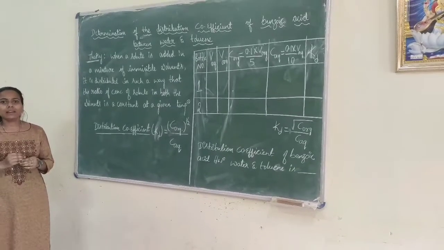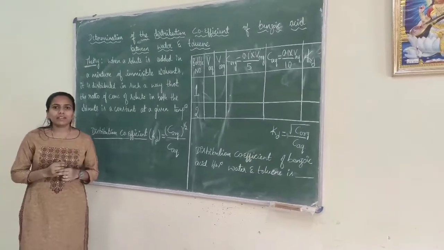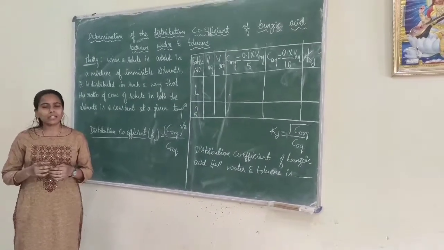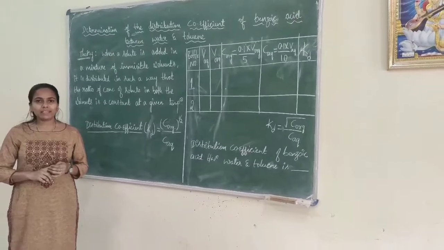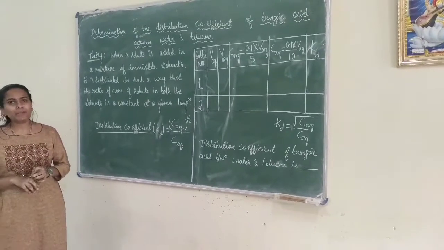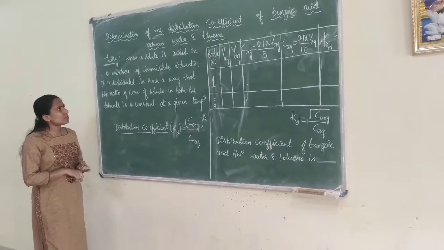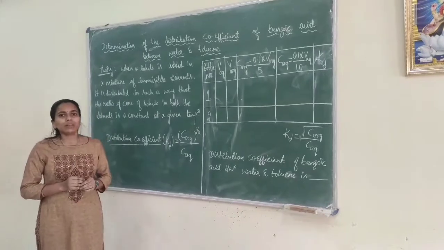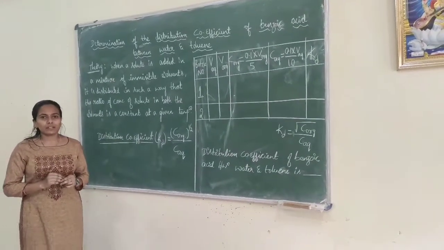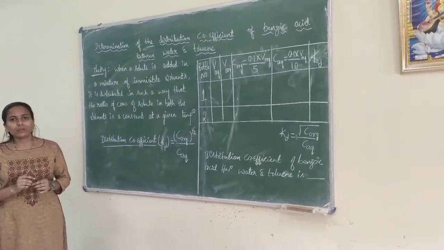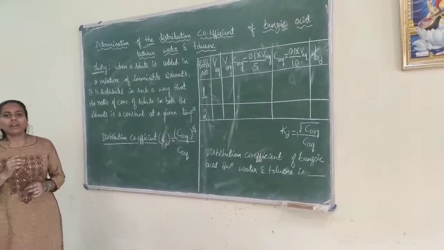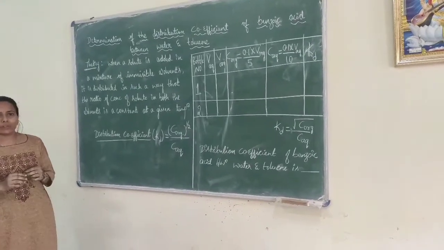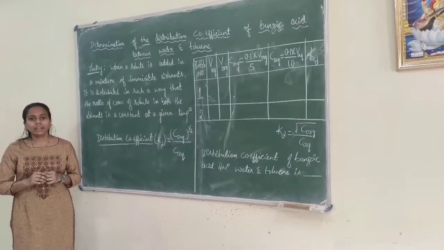Select the immiscible solvents in such a way that one solvent should be water, and the other can be benzene, toluene, or carbon tetrachloride. See here, the distribution coefficient is also explained by the Nernst law. The Nernst distribution law explains the ratio of the concentration of a solute between two immiscible solvents. It is always constant at constant temperature.